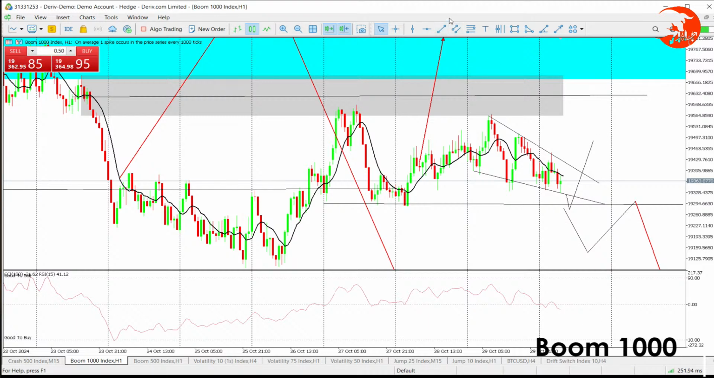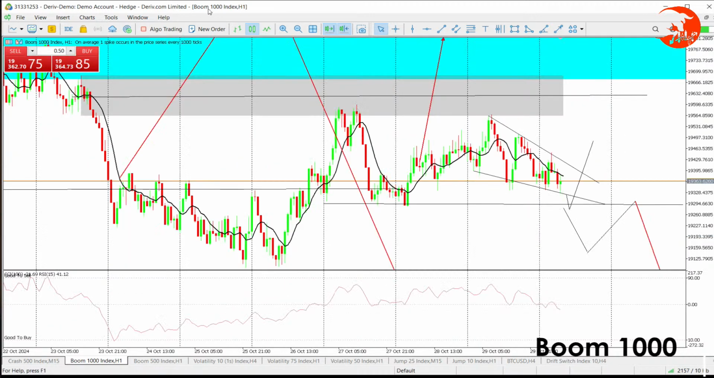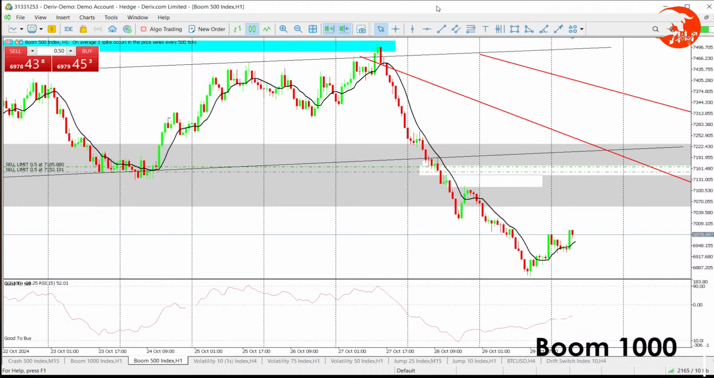So that's for Boom 1000 for now. We will wait for that. I'm not going to make any trades here for now. We'll wait until the perfect entry is presented. Now Boom 500, talked a lot on that. Let's head over to Boom 500.